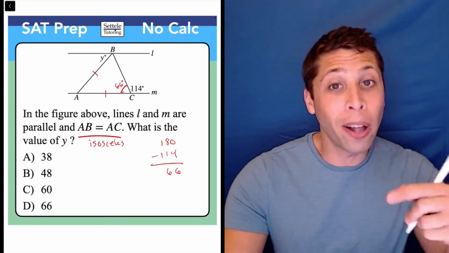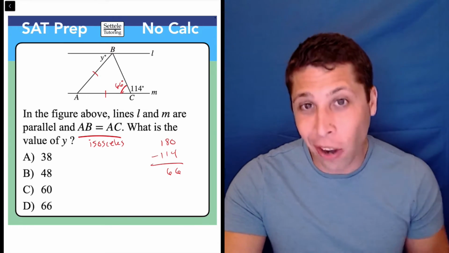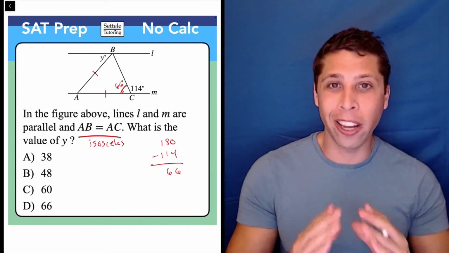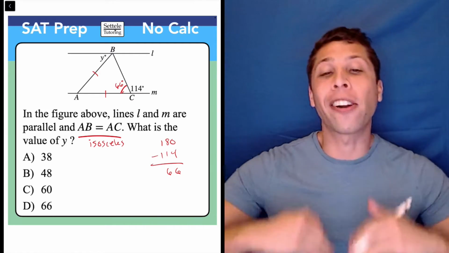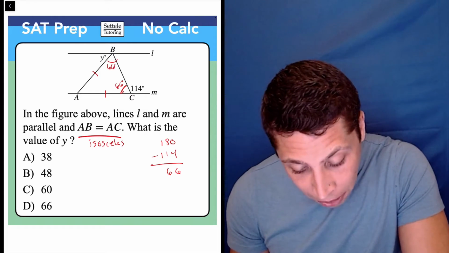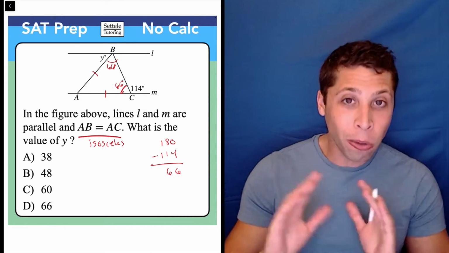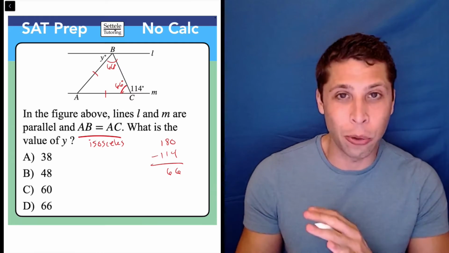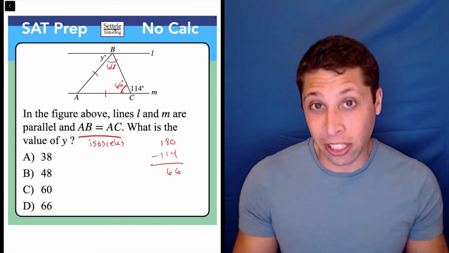Why is that helpful? Well, now we can bring in the isosceles triangle thing, because an isosceles triangle has two congruent sides that are opposite two congruent angles. So that means the other angle up here is 66 degrees. And there are ways of using that now to get to Y. My advice is to just stick to the easiest things.